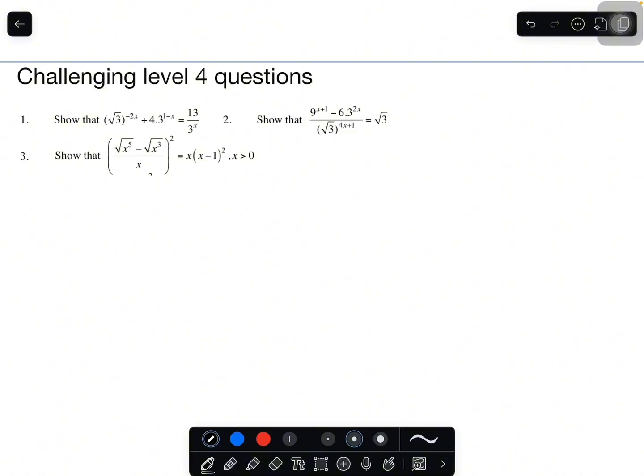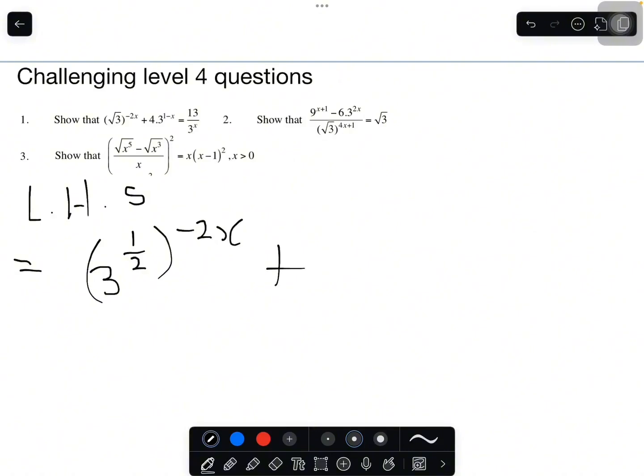So we're going to say the left hand side equals, okay, now this root 3 can be written as 3 to the power a half. Then we have minus 2x plus, now you can see here that our main base that we are dealing with is this 3. So we're dealing with this question, and in our answer we have a 3 to the power x. So when we're working with this, we want to isolate this 3.